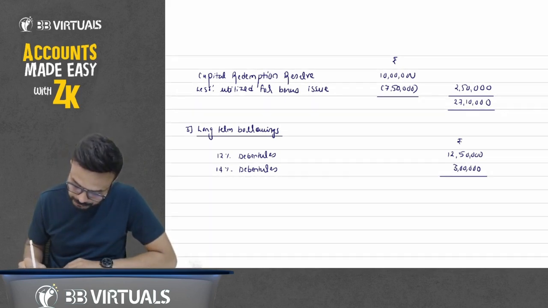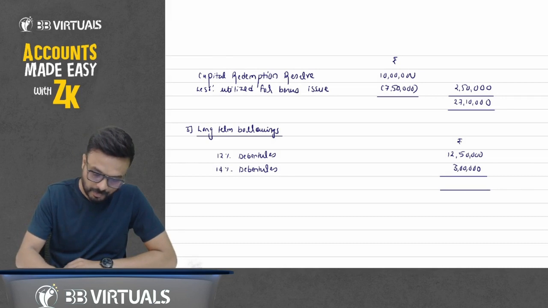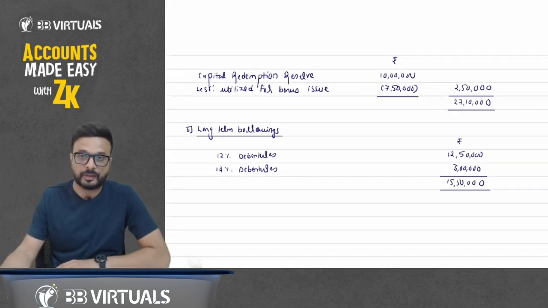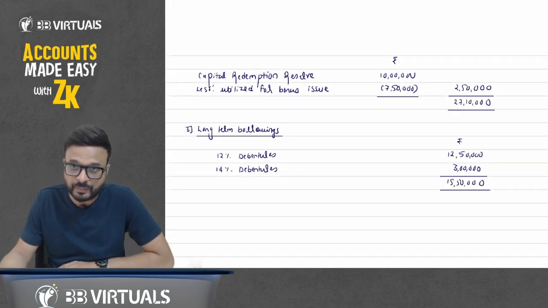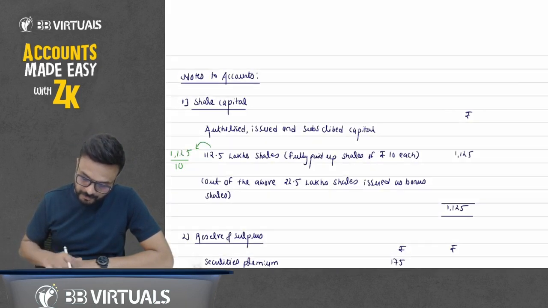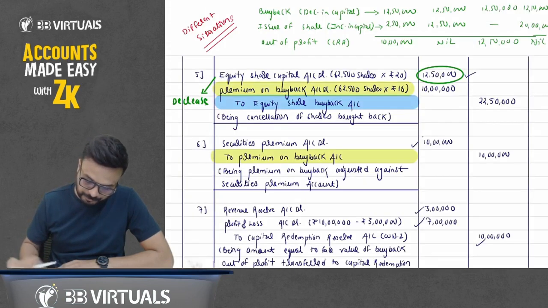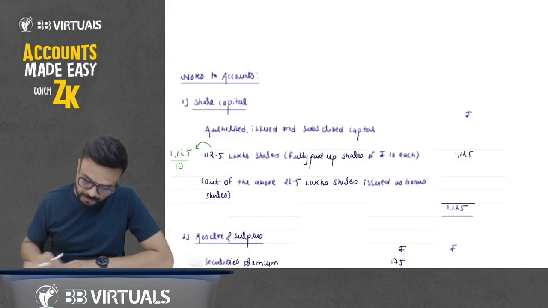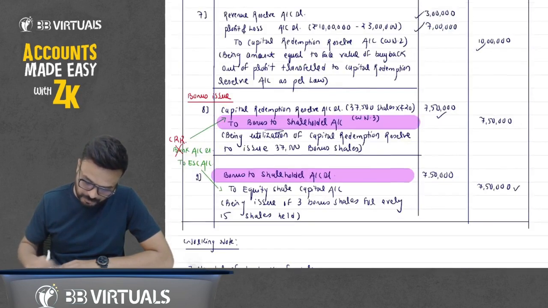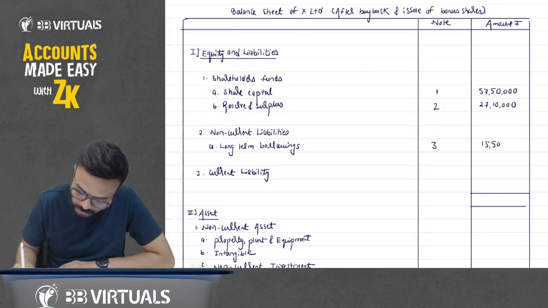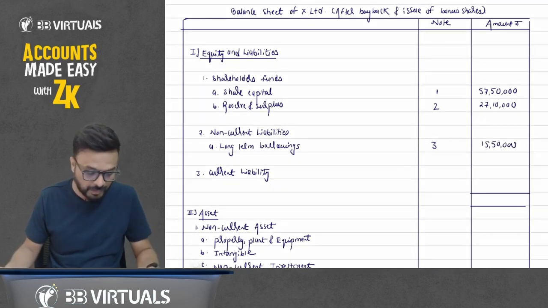That comes to 15 lakh 50,000 total. So write down in balance sheet 15 lakh 50,000. Okay, 15 lakh 50,000. Write down in balance sheet. Just 1 minute. Where is balance sheet? Yes, 15 lakh 50,000. Okay.